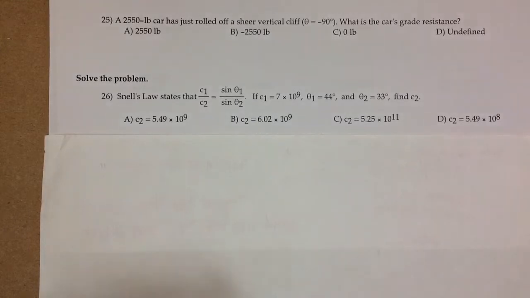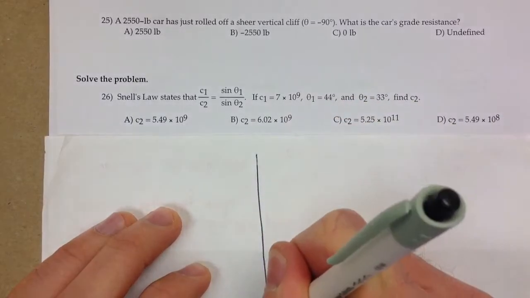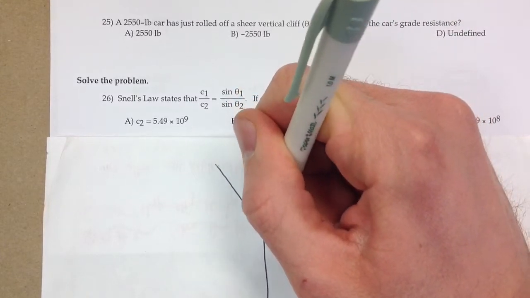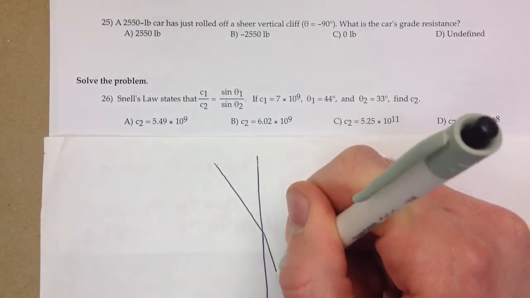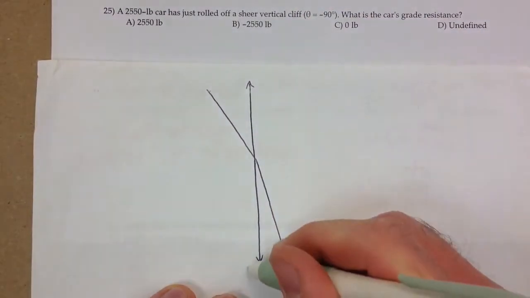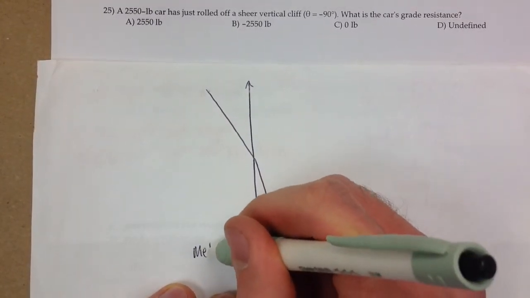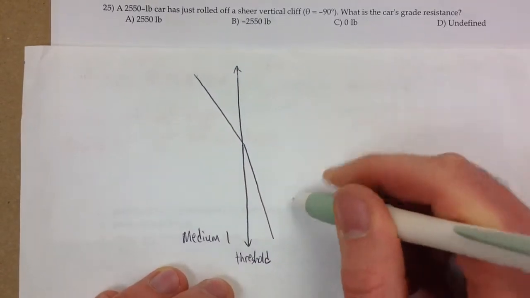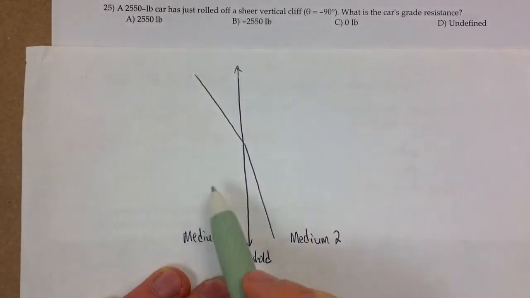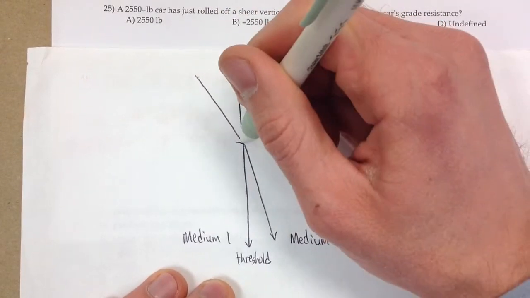Okay. So this is what happens. Okay, so this is the threshold. Over here you have medium 1. Over here you have medium 2. So this could be air, this could be water. And this is the light path.